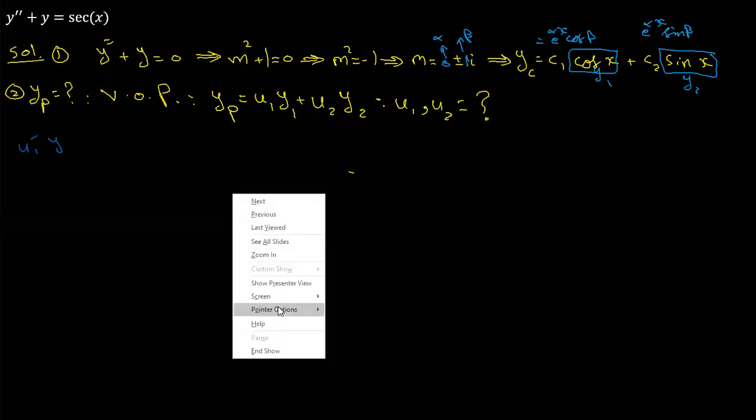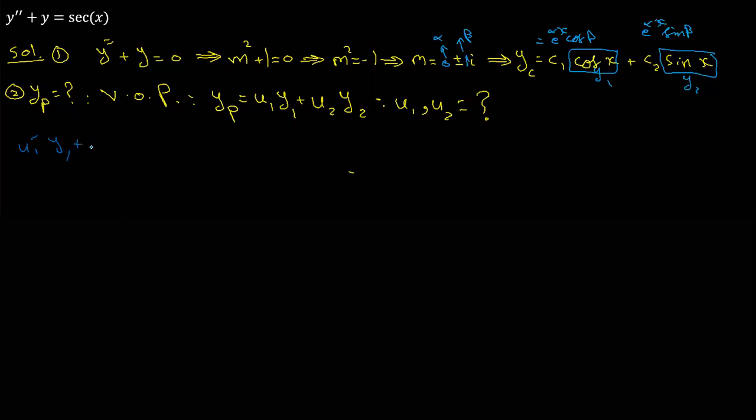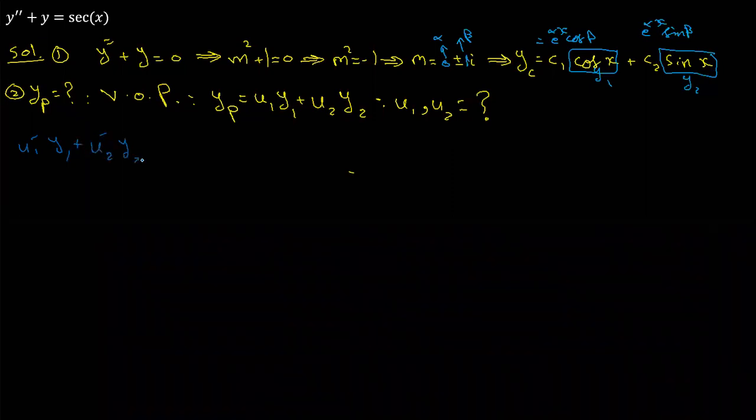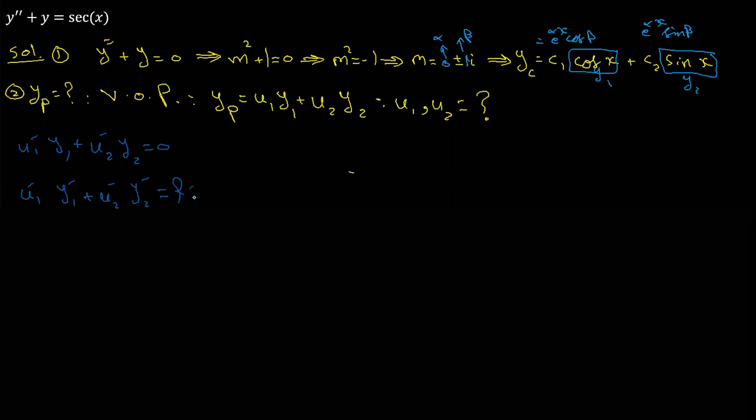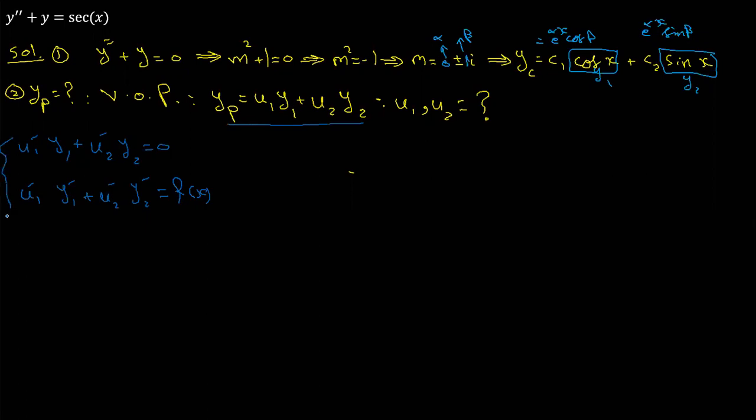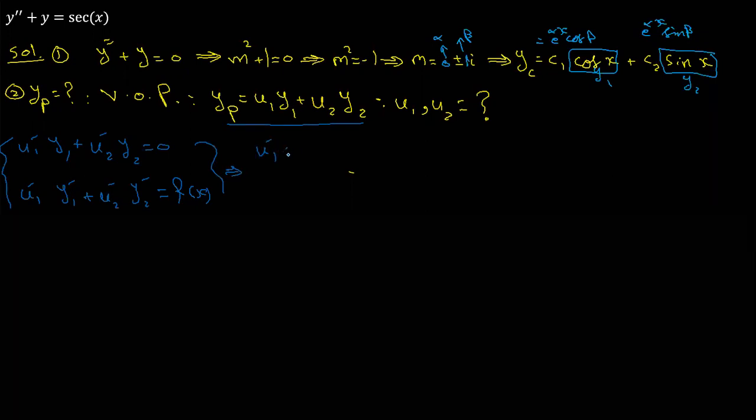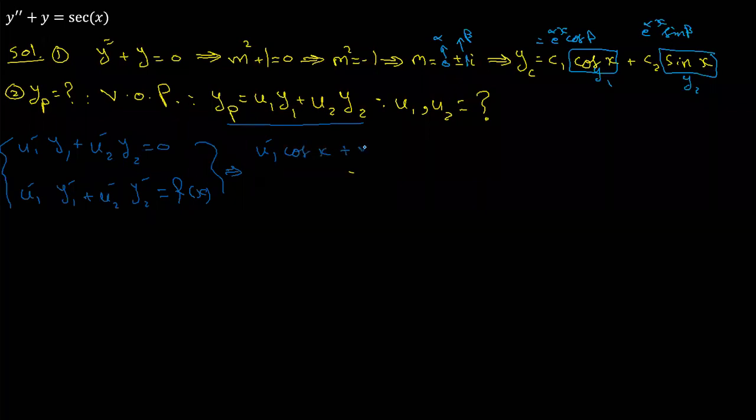So u1 prime y1 plus u2 prime y2 equals 0. And the second equation, u1 prime y1 prime plus u2 prime y2 prime equals f(x). Don't forget that this is your rule, your rule for the variation of parameters. Let me write this system depending on my functions. So u1 prime times y1, which is cosine x, plus u2 prime, which I don't know, times y2, which is now my sine x, equals 0.